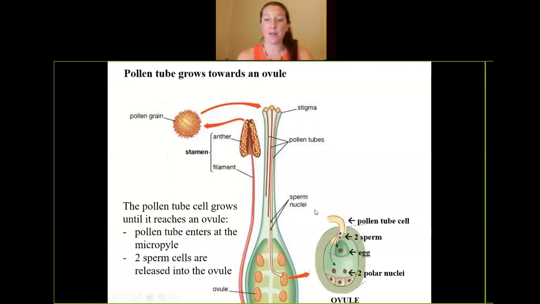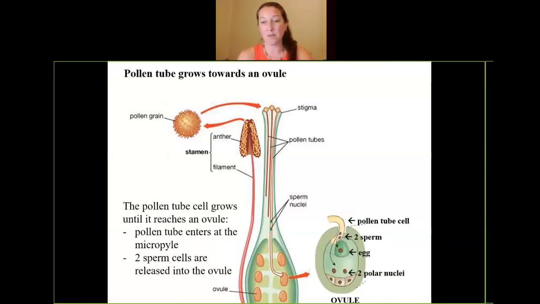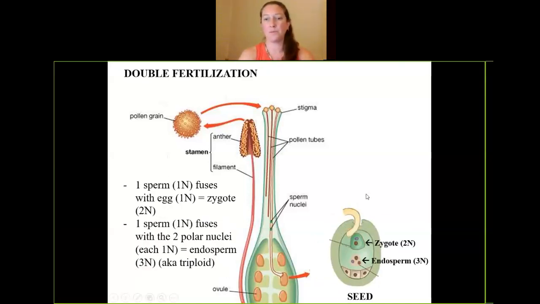When that happens, so here you go. Pollen tube cell has entered the opening of the ovule. The 2 sperm cells now get released into the ovule. And waiting there is an egg and these 2 polar nuclei. If you look here in this schematic, the sperm is kind of like a purple color, and the egg and polar nuclei are kind of a brownish color, at least on my monitor they are.